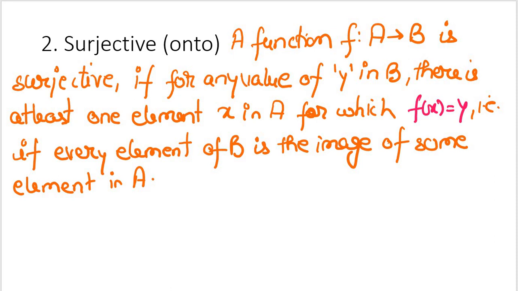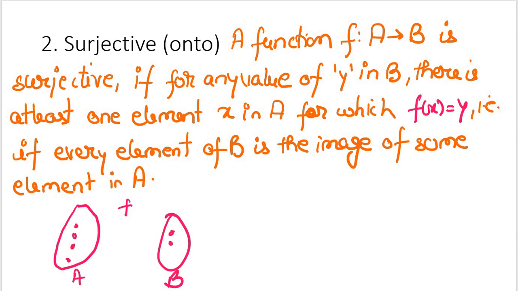So how is it going to look? Let's say I have once again A on this end, I have B on this end, and once again I have f. So let's say I have 4 elements here, and let's say 3 elements here. So I have this kind of setup. So what it says is that every element of B is the image of some element in A, right?